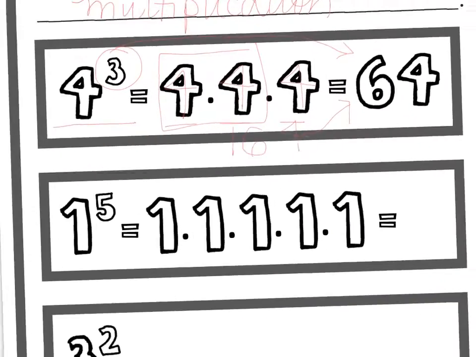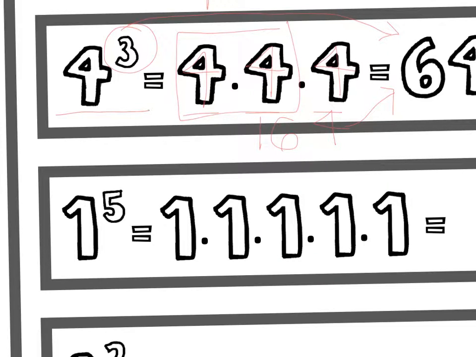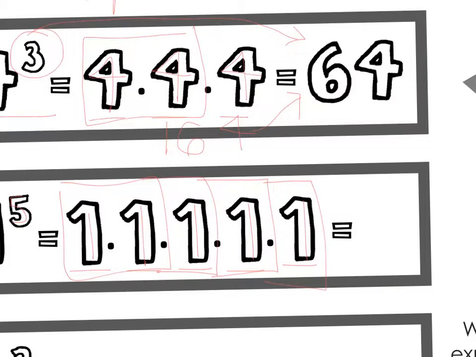So let's go down here, and it says 1 to the fifth. That's how we read that. 1 to the fifth power tells me that I would do 1 times 1 times 1 times 1 times 1. So I have 1 5 times. So if I wanted to evaluate that, I would have to do 1 times 1, which is 1, times another 1, which is still 1, times another 1, still 1, times another 1. So my answer, 1 to the fifth, if I evaluated that, is 1.